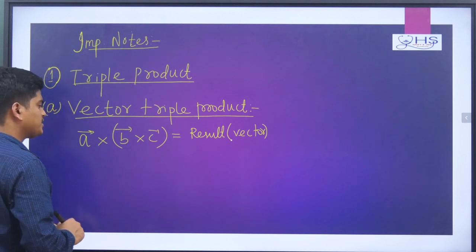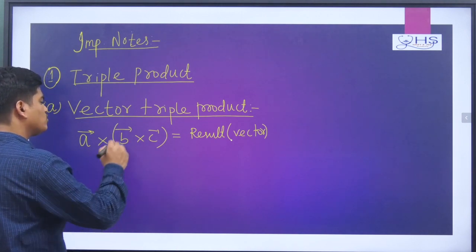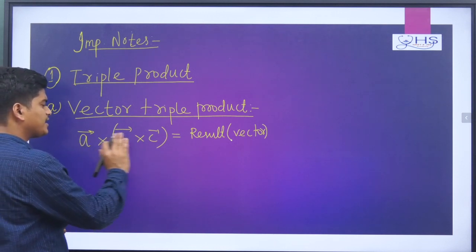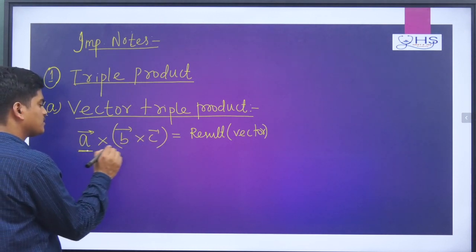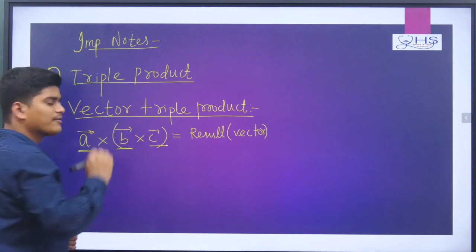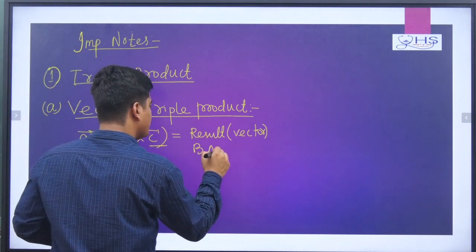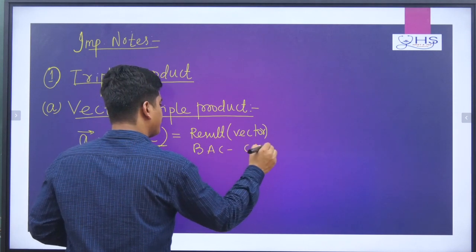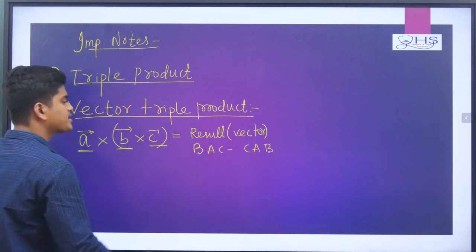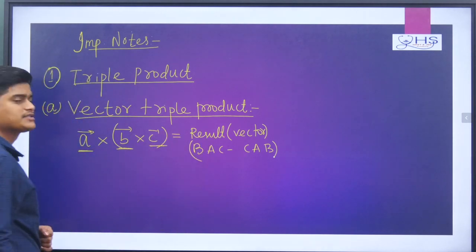Now here you have to multiply 3 vectors. And what is the formula to do this? If A, B, C are like this, this is my first vector, this is my second vector, this is my third vector. Then what result will come? Now the result will be BAC minus CAB. So the shortcut formula to remember is BAC minus CAB.